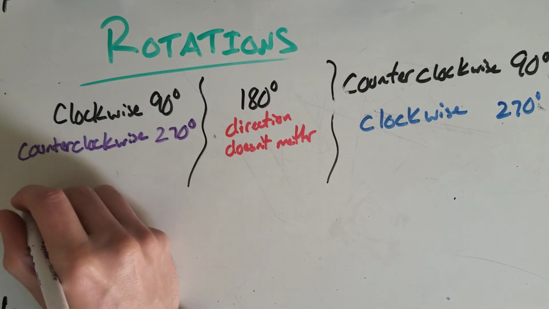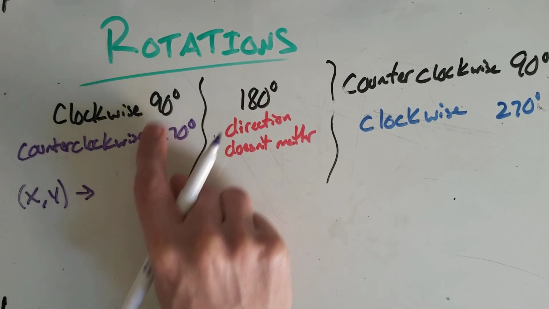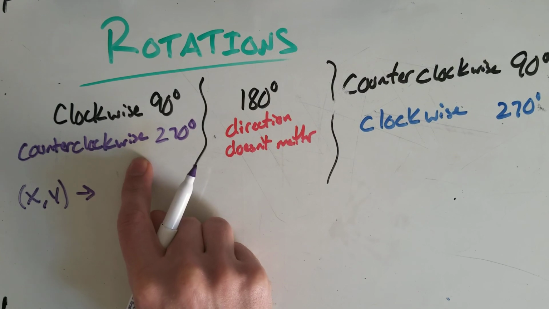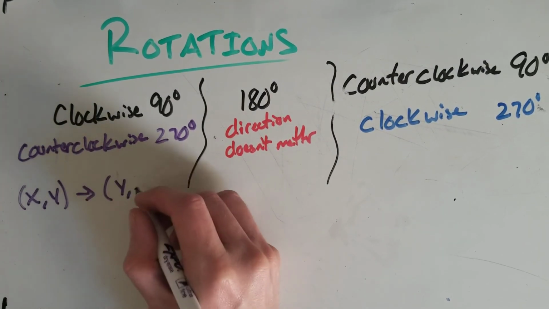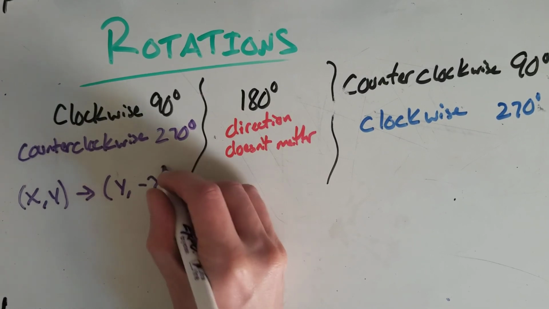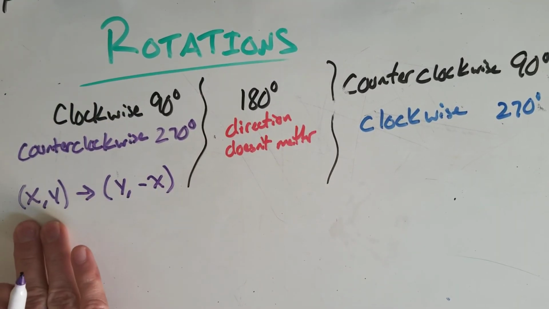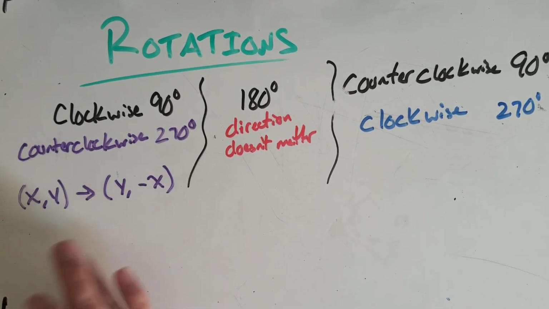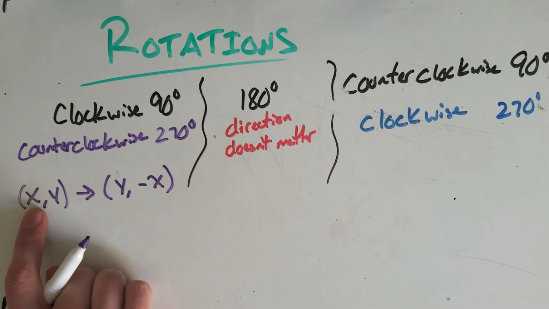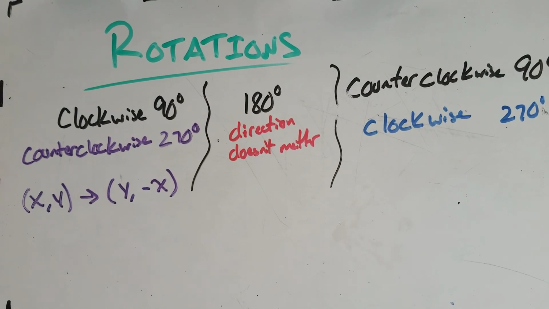do it in purple. If you start with a coordinate of x, y, if you rotate one of these two, which essentially will get you to the same point, you're going to end up at the coordinates of y, negative x. What this means is whatever your original coordinates are, you're going to flip them. They're going to change spots. So your y becomes your x, your x becomes your y, and your x will change signs. I think with this, an example can be really useful.